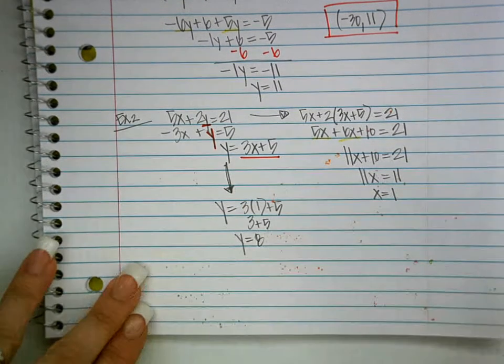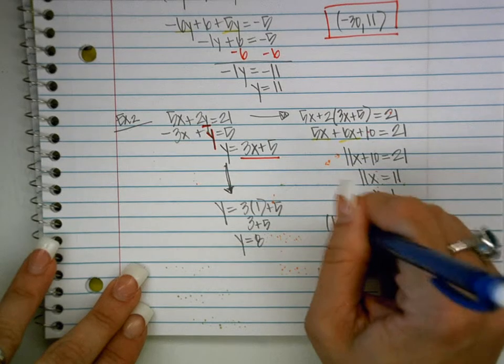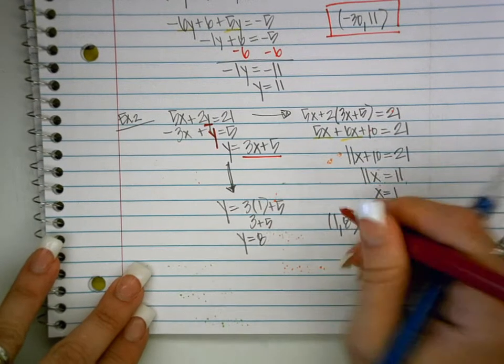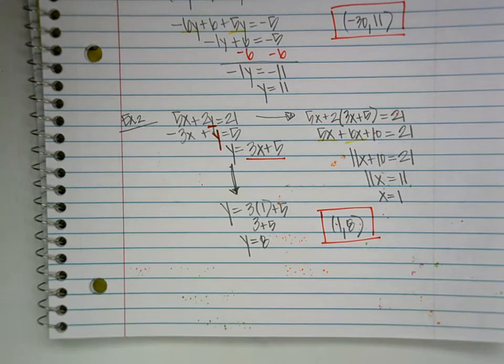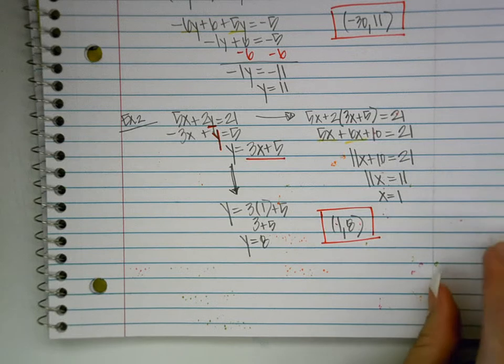And where do these two lines cross? At what point? 1, 8. Remember, make sure you always put the x portion first, then the y. Anyone have any questions on that? Fairly basic? Yes? Write it down still.